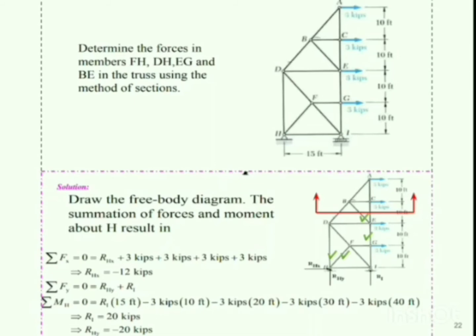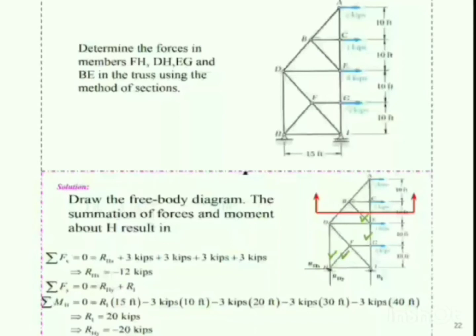So firstly, we need to draw the free body diagram, and as you can see, I have tick marked the members, that is DH, FH, EG and BE, which are to be found by using method of sections. Next, we need to find out the support reactions by applying all the three conditions of equilibrium.